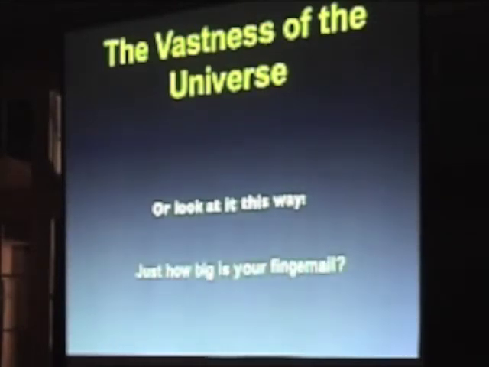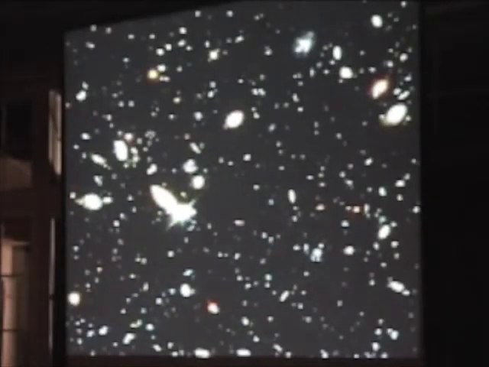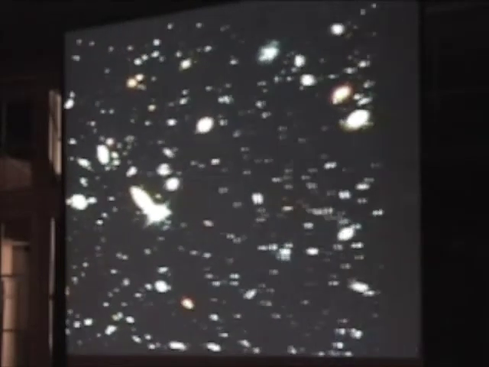How big is your fingernail? If you hold your fingernail out at the sky, it hides probably 2 million galaxies, which each have hundreds of billions of stars. This is the Hubble Deep Field that helped prove that. They focused the Hubble telescope on a very small niche of the sky. That's the only star within our galaxy that we're seeing. Every other little thing you see on there is an entire galaxy. So there's a lot of galaxies out there just when you hold your finger out.